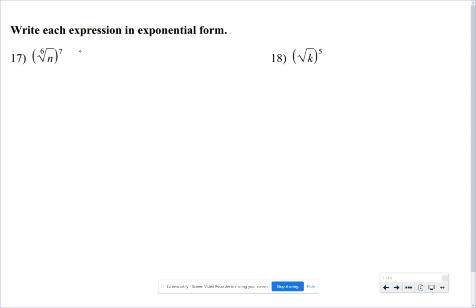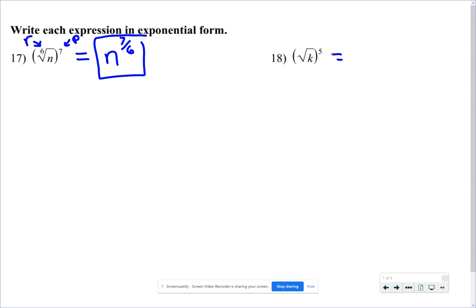Okay, we'll do the next two where we're going to switch from radicals to exponents. So write each expression in exponential form. I want to go the other way. So the 6th root of n to the 7th power. So this is like the p. This is like the r. So it's n to the p over r power. So 7 over 6. And we are done.